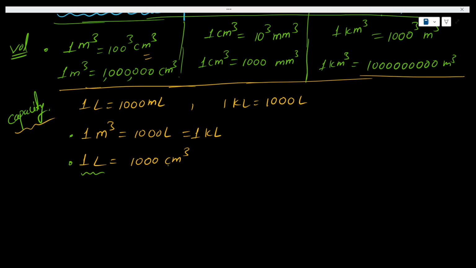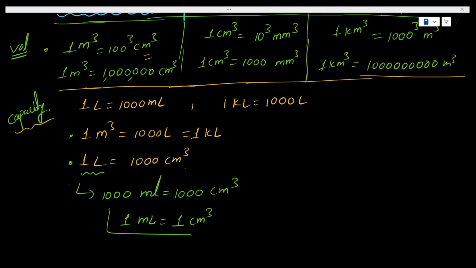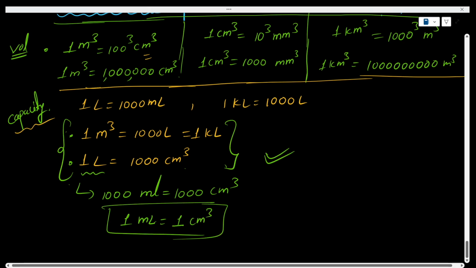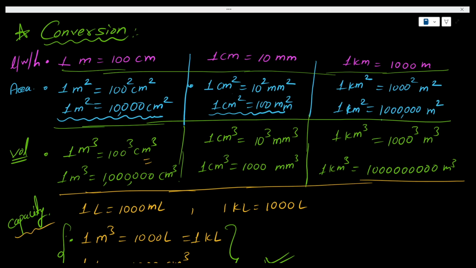This 1,000 milliliter. So how can you relate cubic centimeter and liter? From here I can write 1,000 milliliter is 1,000 cubic centimeter, right? So 1 milliliter is going to be 1 cubic centimeter. So this also you can remember. I'm just adding one more thing. Sometimes they ask, 1 hectare is 10,000 square meters.